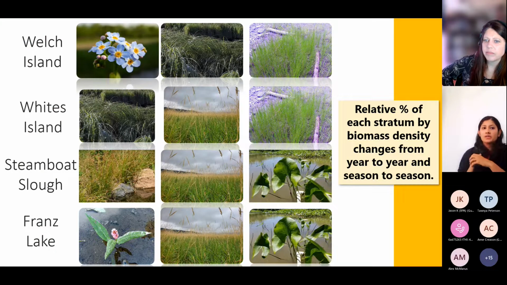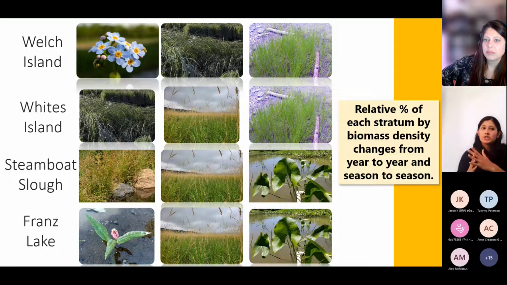Through our long-term EMP sites, the sites where we collect biomass are Welch, Whites, Steamboat Slough, and Franz Lake. Through our study, we were able to observe that the percentage of biomass density at each of these sites would change based on the year as well as the season. In Welch Island, during the summer at high marsh zones, we've seen biomass density be dominated by Lyngbye's sedge and reed canary grass, whereas when wintertime approaches, we've seen an increase in biomass of forget-me-nots, or Myosotis laxa.